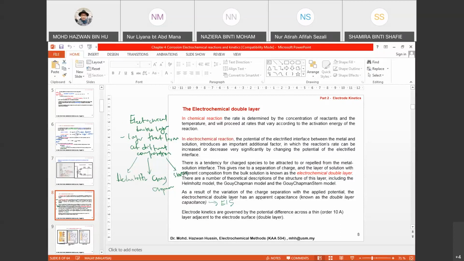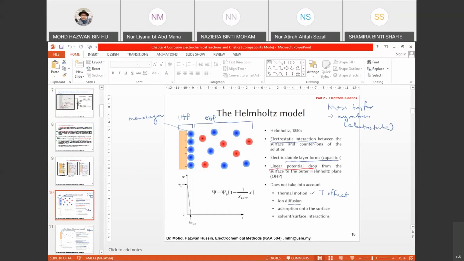So what does electrochemical double layer mean? It means a layer of solution is produced which has a different composition from the bulk solution. We have a few models like the Helmholtz model, Gouy-Chapman, and also the Stern model. So for the Helmholtz model, if you still remember, what does it mean? Can anyone recap? Perhaps those who joined the lecture.